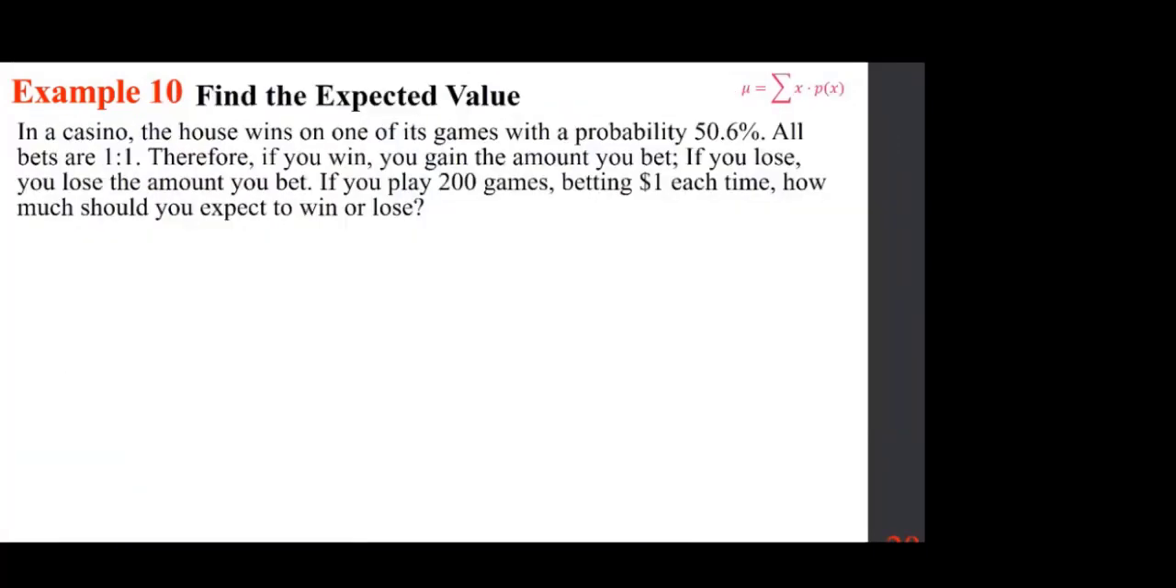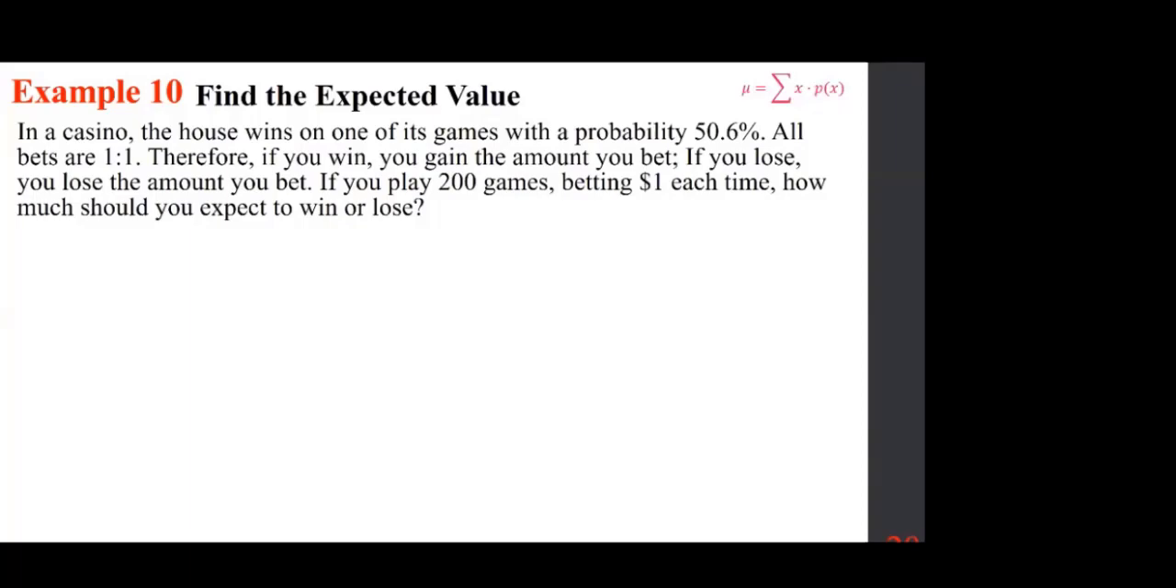In a casino, the house wins on one of its games with a probability 50.6%. All bets are 1-to-1. Therefore, if you win, you gain the amount you bet. If you lose, you lose the amount you bet. If you play 200 games betting $1 each time, how much should you expect to win or lose? We are going to go through the process and do the calculation for the event. And all we have to do is calculate mu by having two columns, x and p of x.